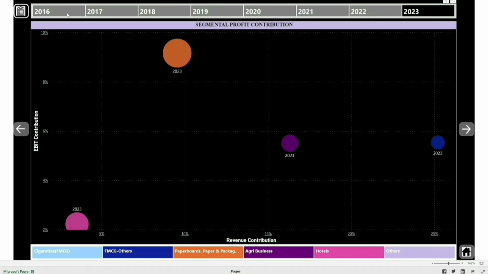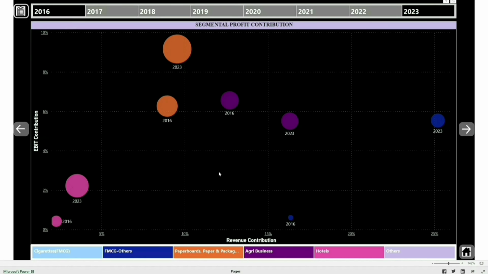So what we are going to do next is select 2016 as well, and here we can see the pattern now. For the hotel business, from the chart itself you can see it has gone a bit right, which means its revenue contribution has increased, and also gone a bit up, which means its profit contribution has also increased. In case of the agri business, it has gone a bit right, which means its revenue contribution has increased, but it has gone down, which means its profit contribution has decreased. For the paper business, it has gone only a bit right, which means the revenue contribution hasn't increased much. But it has gone way up, which means its profit contribution has increased drastically, but not as drastically as for the FMCG other business.